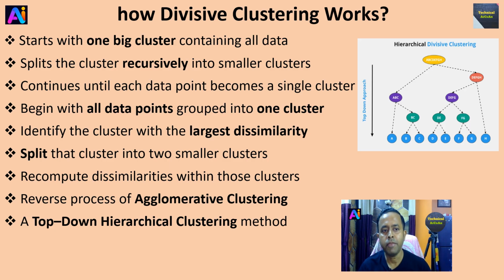Identify the cluster with the largest dissimilarity and split that cluster into two smaller clusters. Recompute dissimilarities within those clusters. This is the reverse process of agglomerative clustering, because agglomerative clustering is a bottom-up approach, while divisive clustering is a top-down approach.